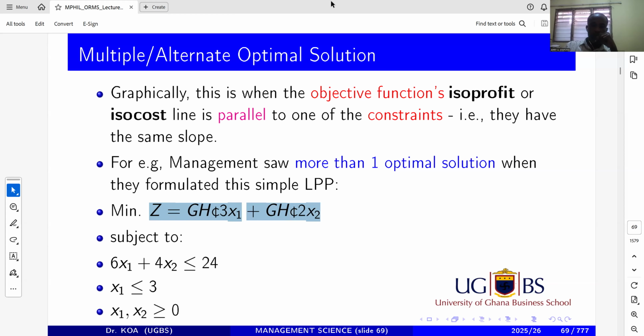It's simple. Just do 3x1 plus 2x2 and then equate it to any reasonable number. I normally like to equate it to any reasonable number. Let's say equate it to 24. All right. And then ask yourself, if x2 is 0, what is x1? If x2 is 0, x1 is what?